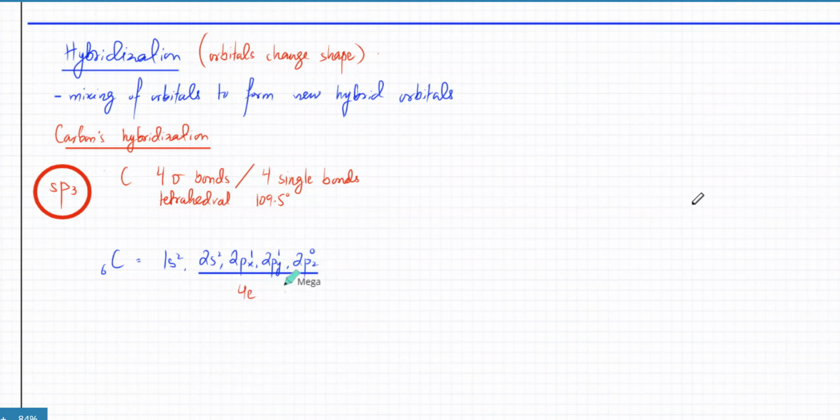Remember, ignore the inner shell because that's not going to be involved in bonding. These are the outer electrons. It has 4 orbitals and a total of 4 electrons. It can gain how many electrons? If carbon starts pulling electrons from other atoms, it can gain 1, 2, and 2 over here. So that's a total of 4 electrons. So it can gain 4 electrons.